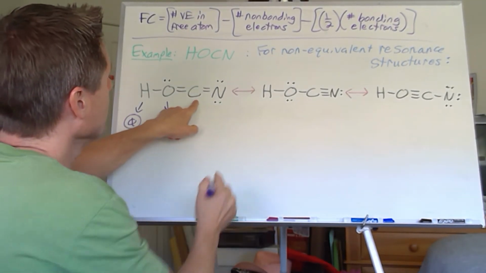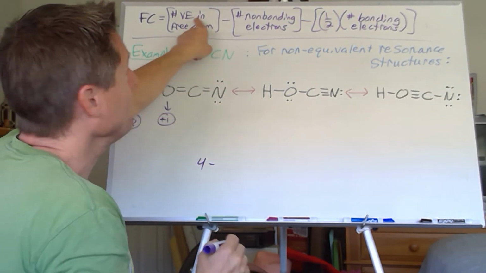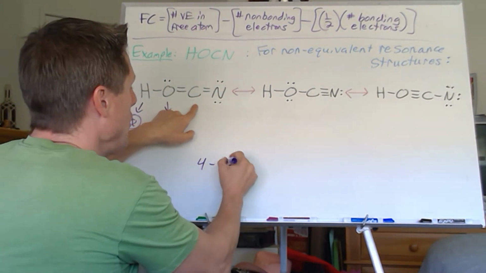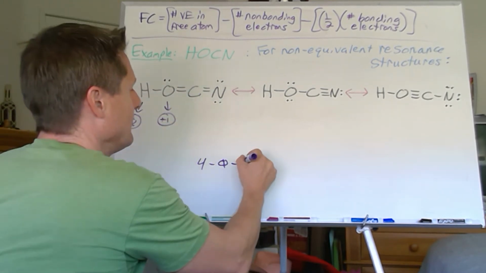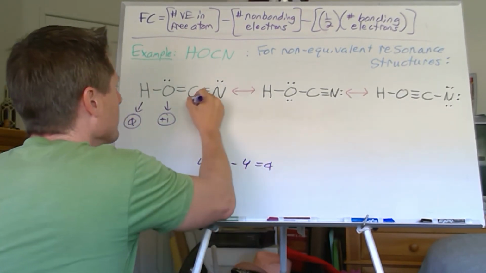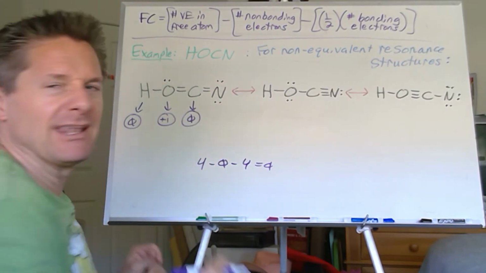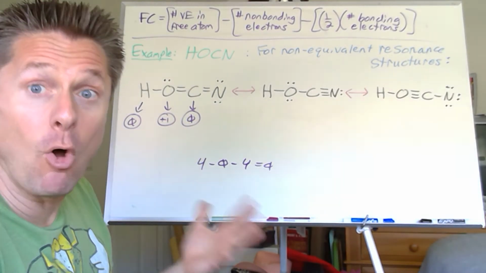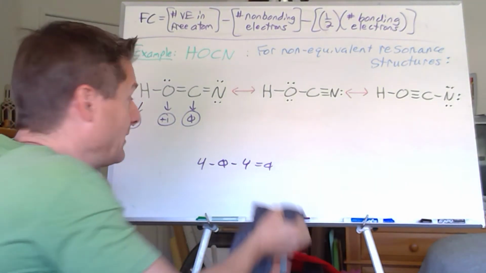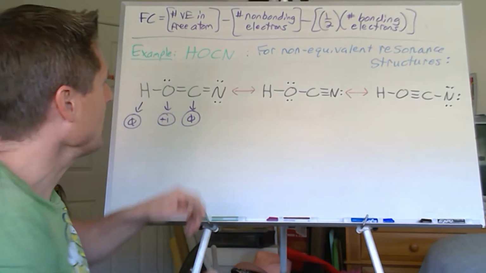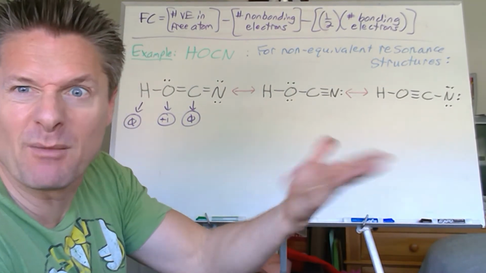Let's do the carbon. 4. Right? That's how many is in the free atom. There's no lone pairs on there. Minus half of 8 is 4. You're very commonly going to get carbon in a 0 state all the time, because it wants 4 bonds. And if it has 4 bonds, it's going to be a 0, right? Pretty much if it has its preferred number of covalent bonds, it's a 0.